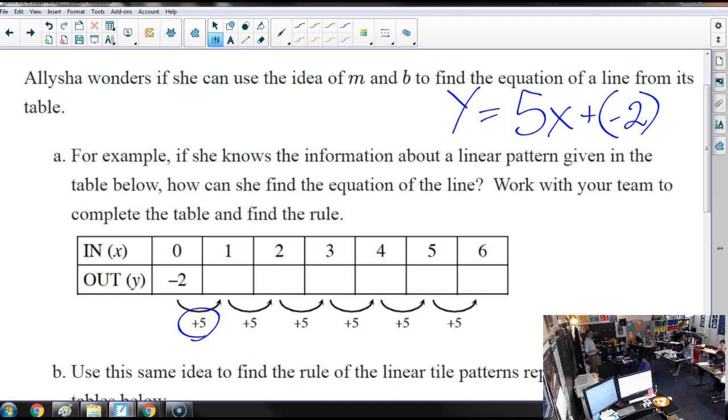Is that what you did? Yeah, I figured something out. Nice. Okay, so here if we keep adding 5, our outputs are then 7. Help me out. It's a -2, right? So this is 3, 8, 13, 18, 23, 28.